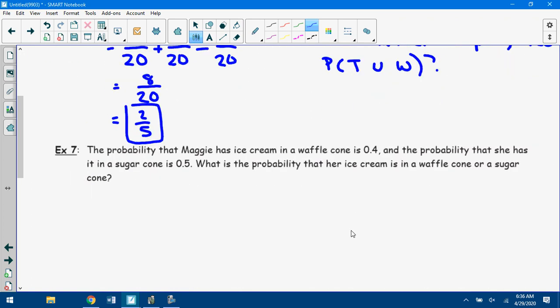All right, last one. The probability that Maggie has ice cream in a waffle cone is 0.4. So I'm going to start right away. Probability of waffle is 0.4. Probability that she has it in a sugar cone is 0.5. Probability of sugar is 0.5. What is the probability that her ice cream is in a waffle cone or a sugar cone?